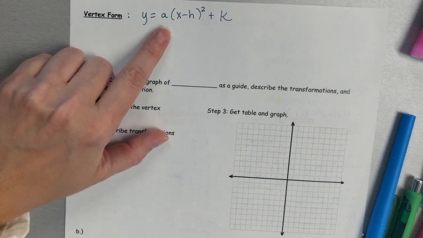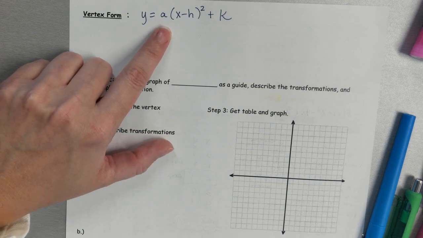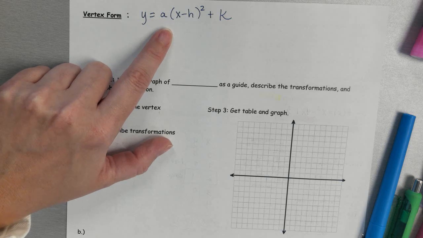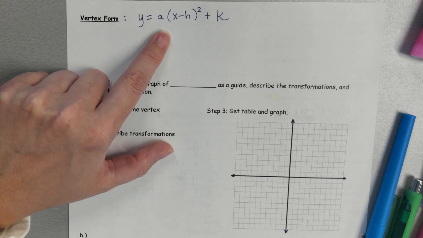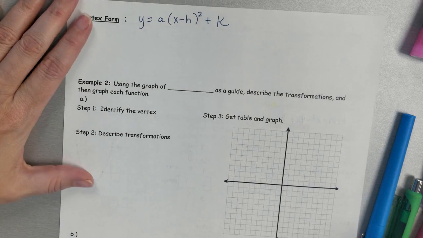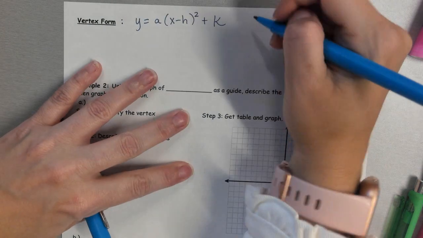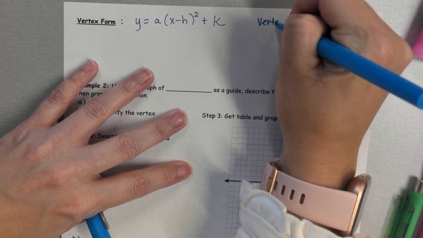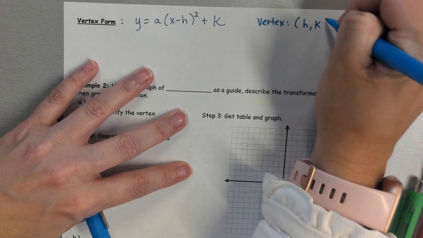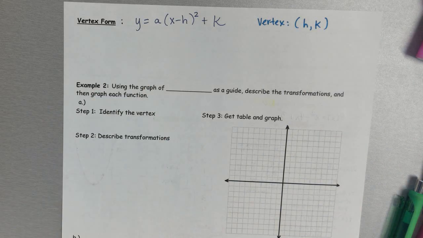Will you raise your hand if this looks semi-familiar to you, even if you're not sure what it means? So this is vertex form. We just looked at standard form. And the vertex is (h, k). So the vertex is a coordinate.